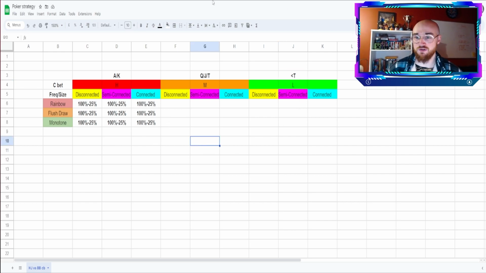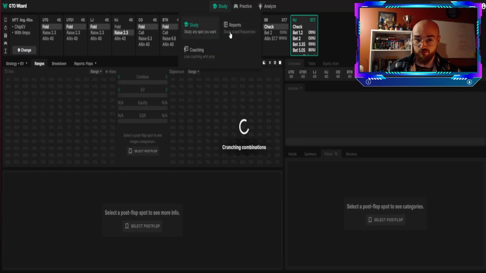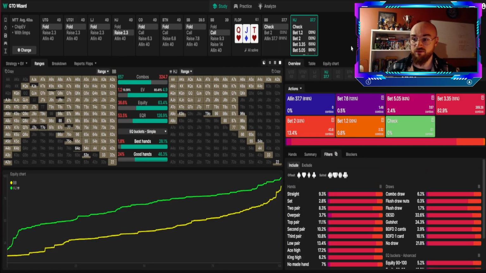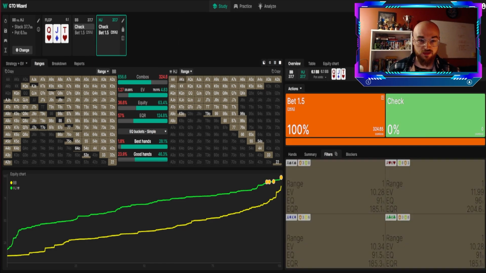So I've got loads and loads of flops up here. I'm just going to show you some of the stuff I've already been looking at. I already ran through basically the boards where we should check the most or have the most different sizes. This is queen jack 10. Looking at the difference in EV here, we can see 4.9 goes to 4.83.